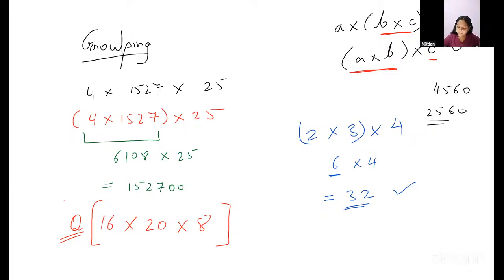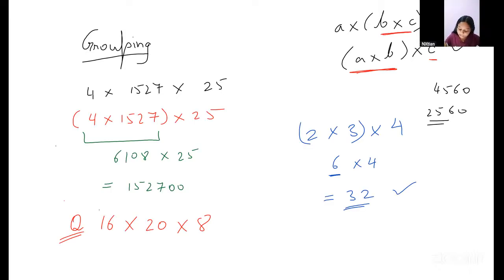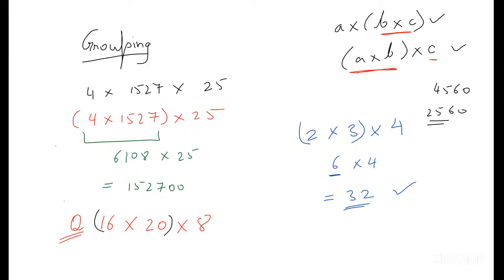Okay. First, we will group together 16 and 20. So multiply 16 and 20 together. I'll show you a trick. 16 into 2 is 32. Add a 0 to it. So 320. Then multiply 320 with 8.